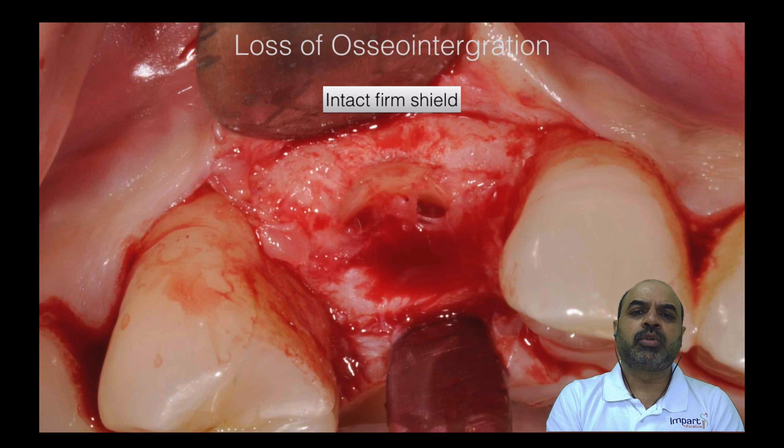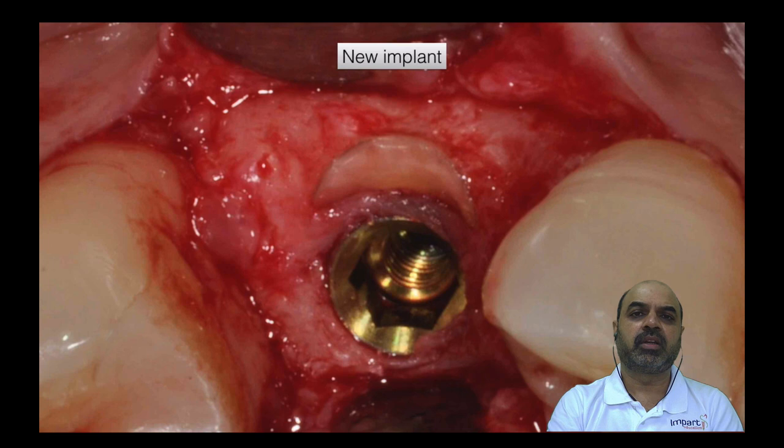you still have a second chance of going ahead and placing an implant into the same site, and you would also notice that the shield and the labial bone may still continue to remain intact and firm, which means that it is still going to continue to support your labial bone and the soft tissue. So, having said that, you can go ahead and place a new implant. If need be, you can even graft the gap in between and then end the case again with a new restoration.